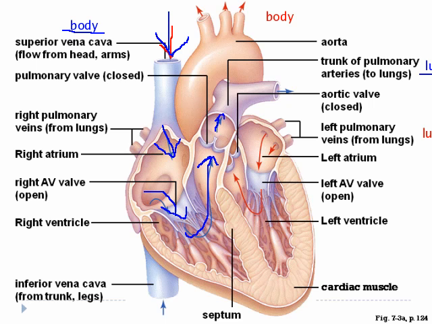Then once it comes back from the lungs, it has oxygen. And so now the arrows are being shown in red. Now the blood is being shown in red. It's coming from the lungs, it's freshly oxygenated, and it goes into these large arteries like the aorta to be pumped to the whole body.